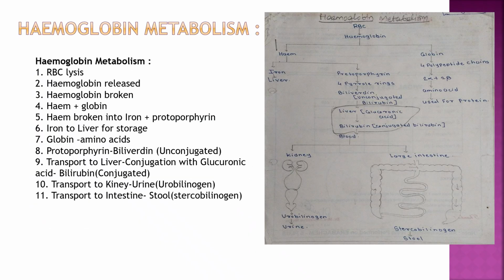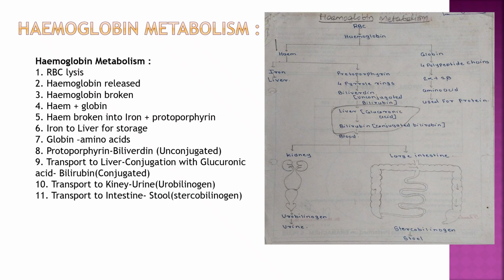In liver, here you can see this cycle. So in liver, protoporphyrin forms, which is of 4 protoporphyrin rings. It is combined with glucuronic acid and forms conjugated bilirubin. Then from this it will go to the small intestine, that is the duodenum, from the bile duct, and then it will go to the large intestine, where because of bacterial action it is converted into stercobilinogen, and then it is excreted into the stool.